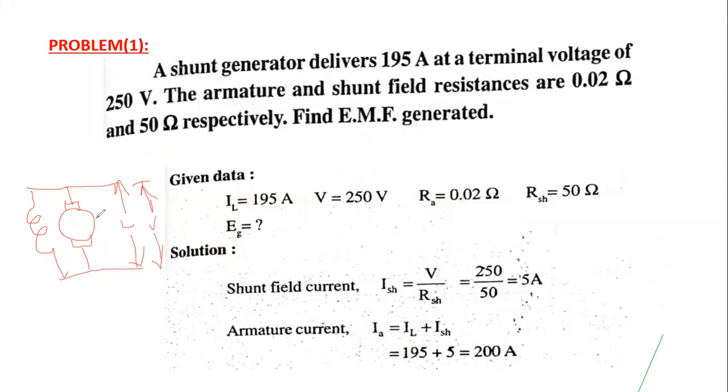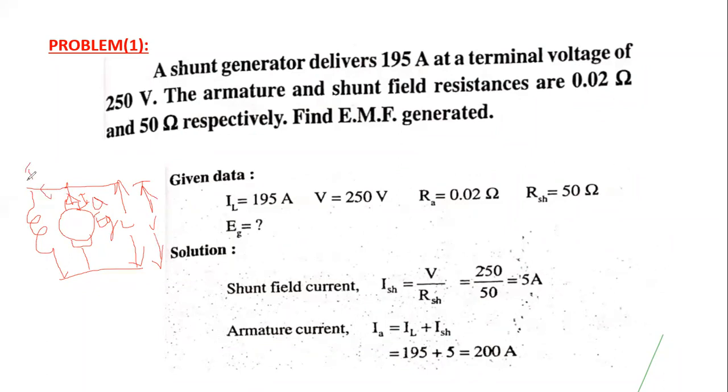Okay, this is the EG. The EG value is developed in the armature itself, so it is called a self-excited DC generator. Due to that EG, the armature current IA is produced. At this point, this armature current is divided into two ways.